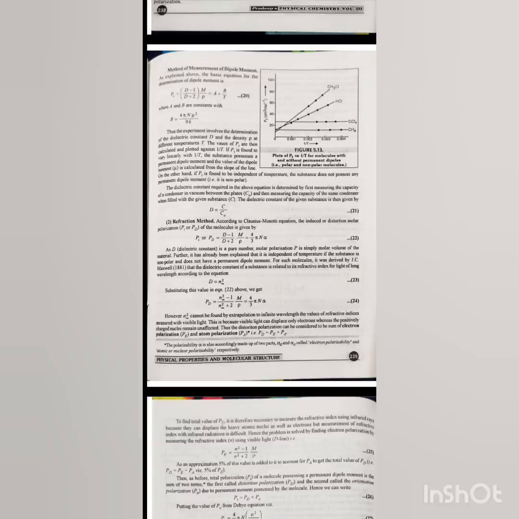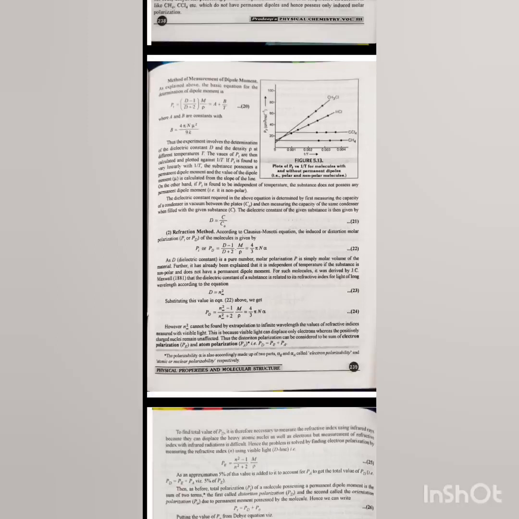Substituting this value in equation 22 above, we get Pd = (n∞² − 1)/(n∞² + 2) × M/ρ = 4/3 πN α, equation 24. However, n∞² can't be found by extrapolation to infinite wavelength. The values of the refractive indices are measured with visible light. This is because visible light can displace only electrons, whereas the positively charged nuclei remain unaffected.